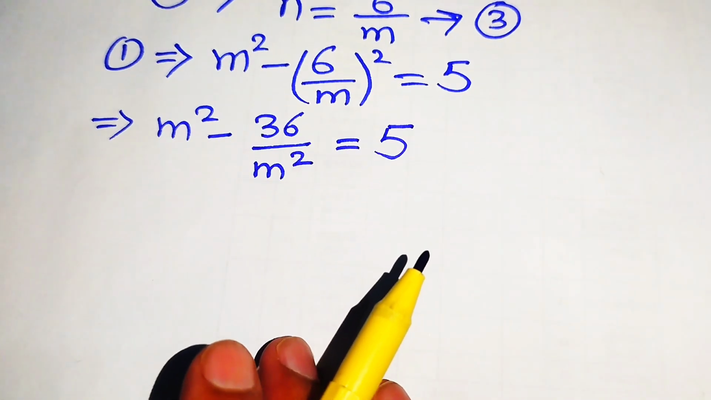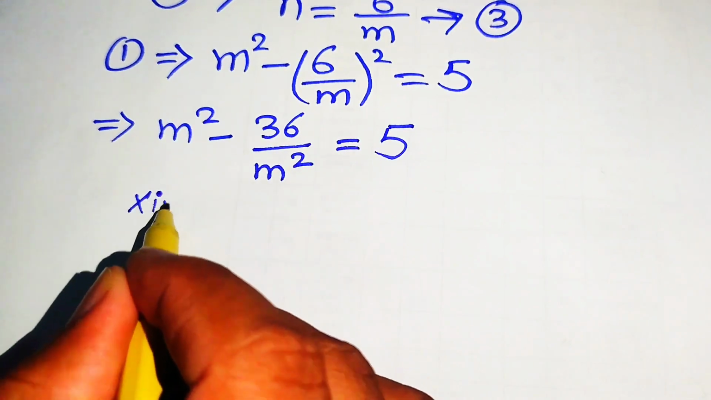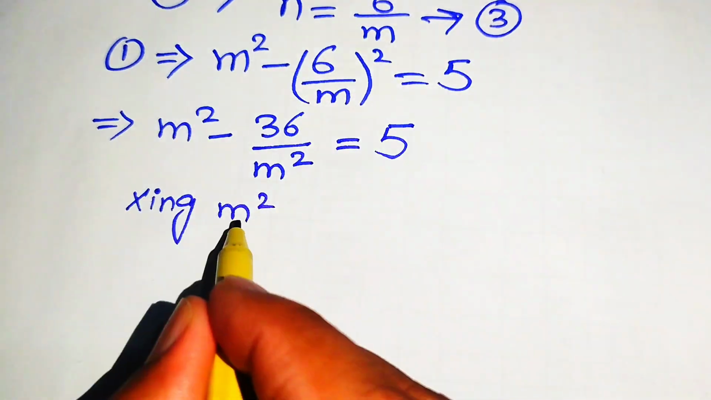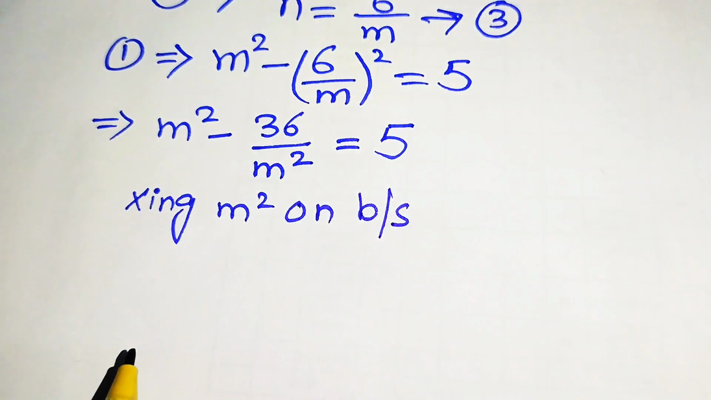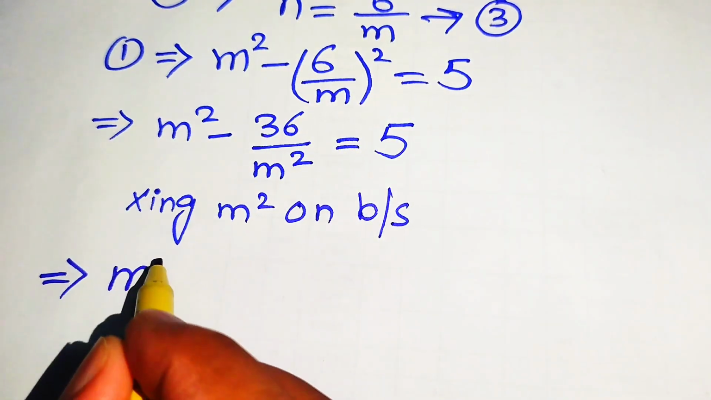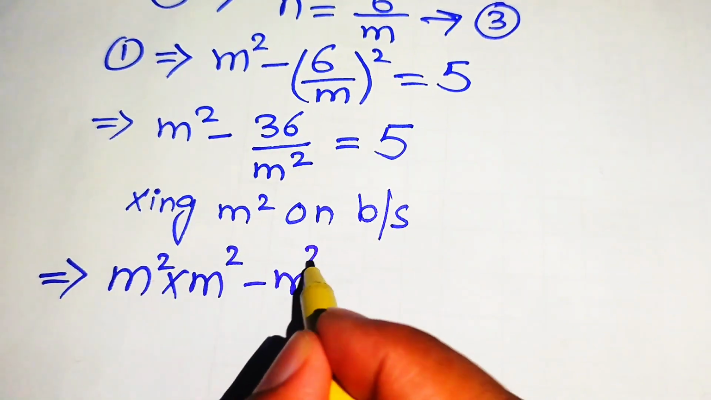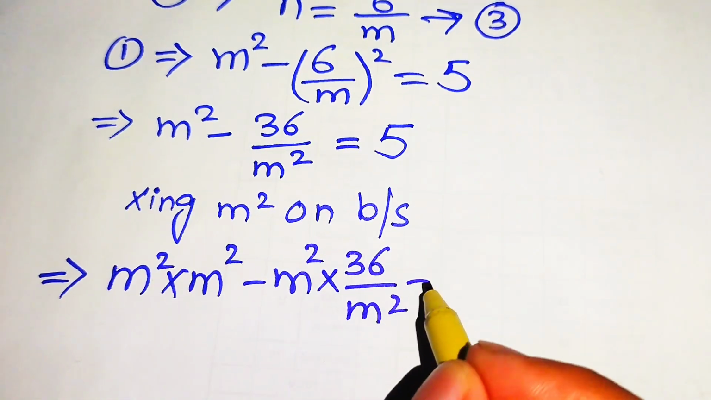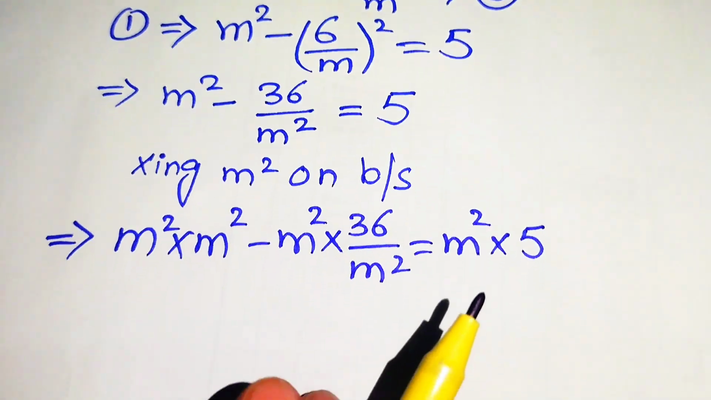In the next step, we multiply both of the sides by m square in order to remove this fraction. So we multiply m square on both sides of this equation. This equation will be written as m square multiplied by m square minus m square multiplied by 36 over m square equals m square multiplied by 5.